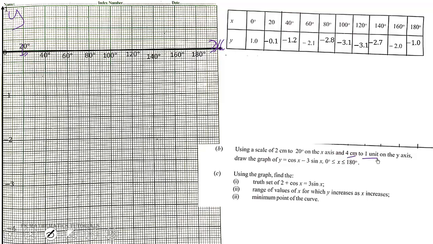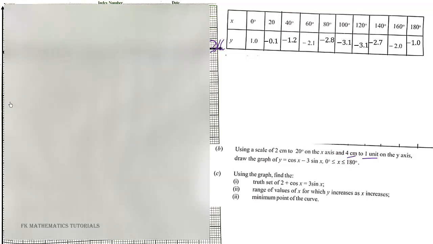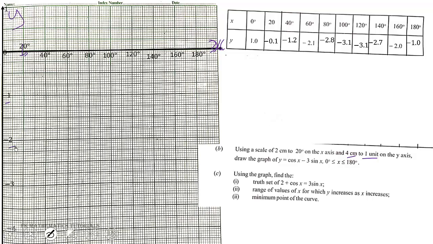So each 4 centimeters is 1. So negative 1, negative 2, negative 3, negative 4. Now you can plot the points, as you can see. After plotting the points, 0, 1, then 20, negative 0.1, and so on and so forth, you draw a curve through them like this. After drawing a curve through it, you are done with the first part.